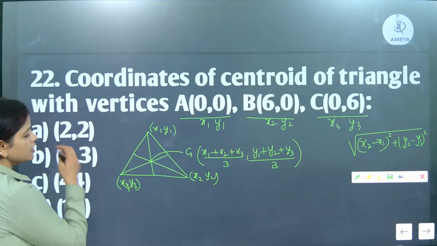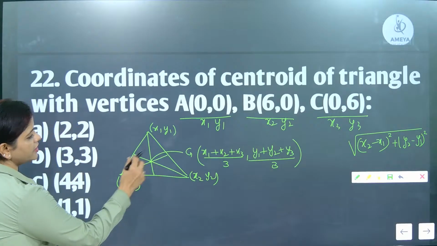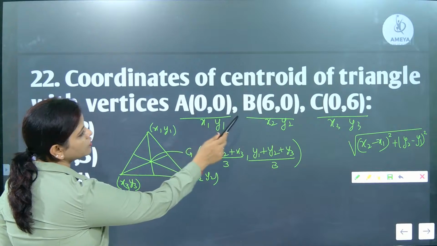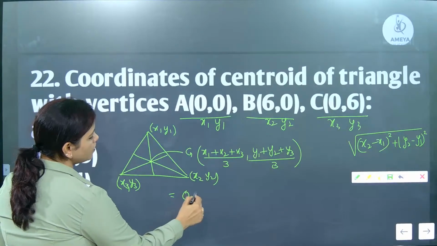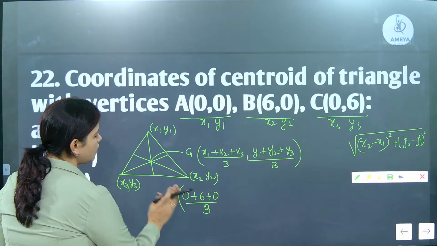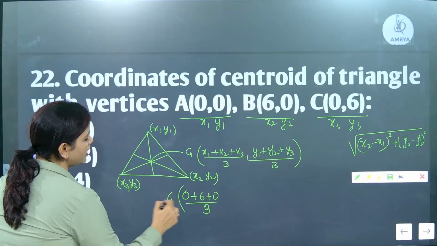Now look here, beta. Now we are going to understand the centroid part. So for G, we have to find x. x1 is what, beta? 0, 6 and 0. So 0 plus 6 plus 0 divided by 3. Got it? And this point G we have to find.